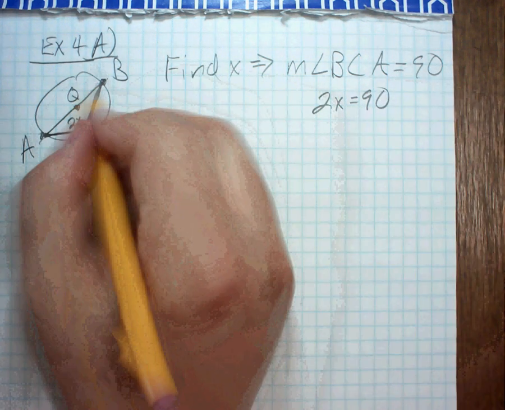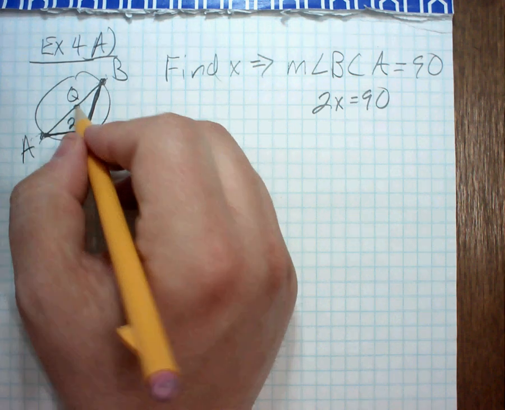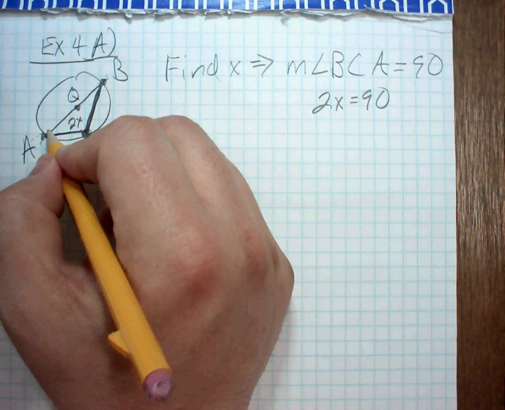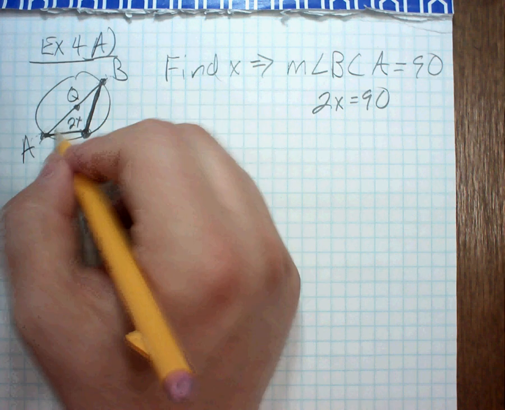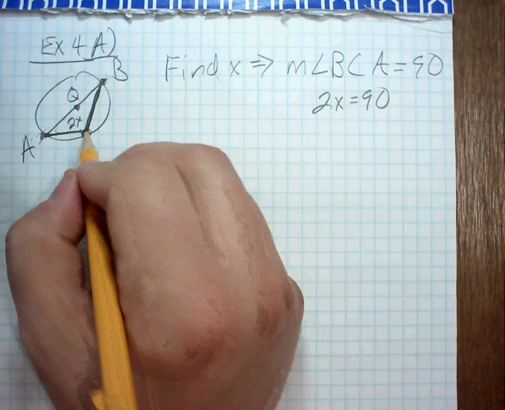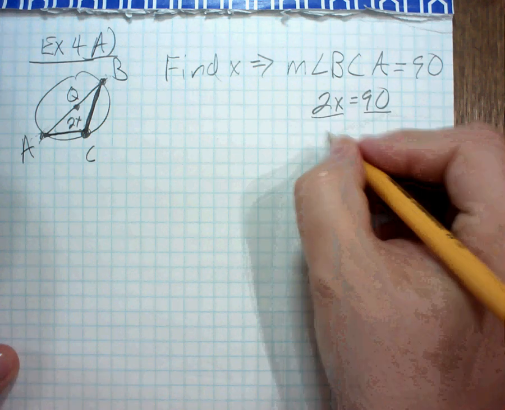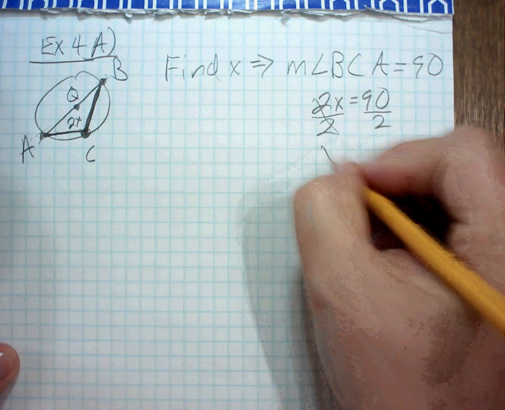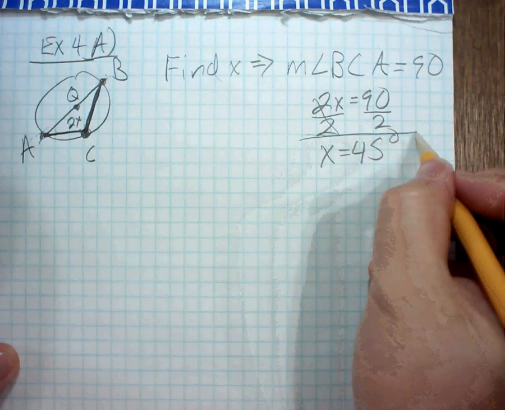If you look in your book, it looks exactly like 90 degrees. But whenever I have a triangle that all 3 vertices are inscribed on the circle, and one of the legs goes through the center of the circle, that diameter is going to be the hypotenuse of the triangle, and then this corresponding angle here would be a 90-degree angle. But they want us to find x. So I'm going to divide both sides by 2, and I get x equals 45. That's it. That's part A.